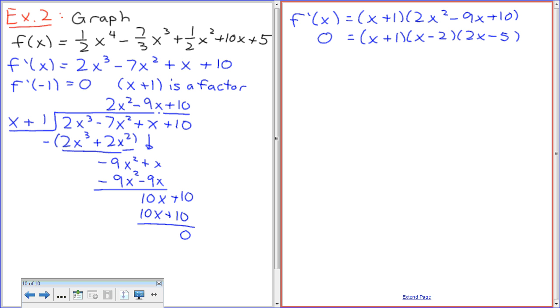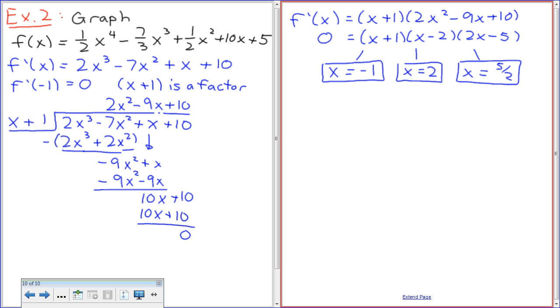Okay, now we do roots. So the roots are going to be x equals negative 1, x equals 2, and then we have x equals 5 over 2. For the second derivative, are we supposed to get decimal numbers? Just wait a sec. Yeah, there's going to be a quad formula for that. Okay, cool. That's what I did.